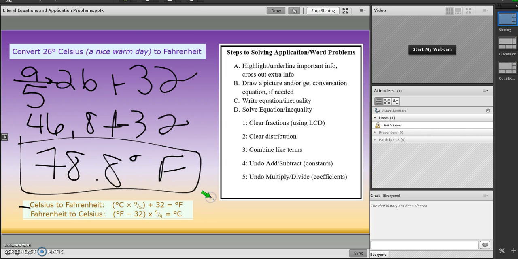Again, I don't expect you to memorize. If you need a formula or a conversion equation, I will give that to you.